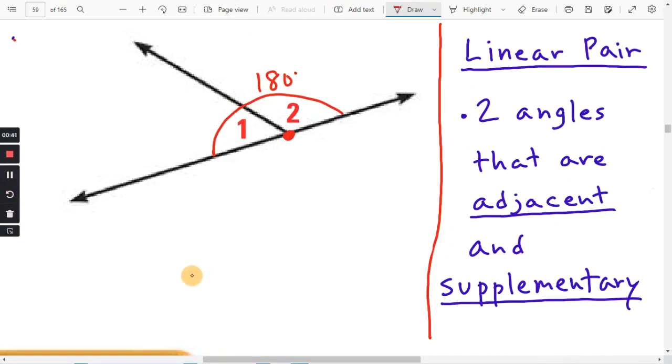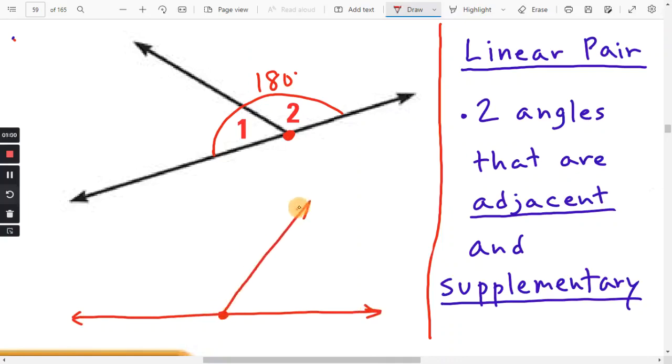So if you ever want to make a quick sketch of a linear pair, it's pretty simple. Just draw a straight line and then make a point approximately in the middle. That will be your common vertex. And then just draw a ray. And that will be your shared side. Okay, so now you have a linear pair right here with angles 1 and 2. And of course, because it's a straight line together, they add to 180 degrees.